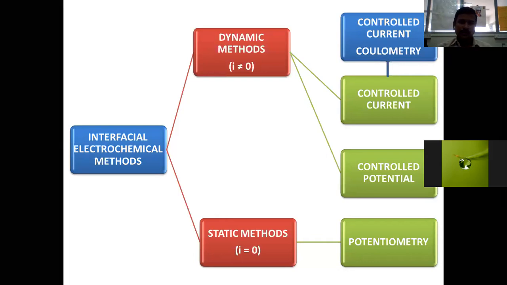In the interfacial electrochemical methods, the analysis will be done in two ways. Number one is, say for example, potentiometry. In potentiometry, you will not be aware of the current. You are not going to either measure the current or pass the current through the electrode or through the solution. You will be interested only in recording the potential difference.